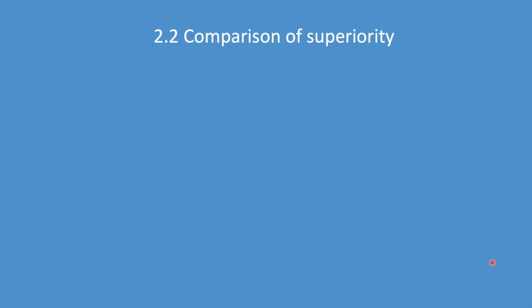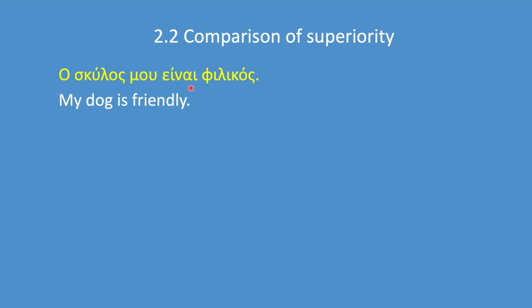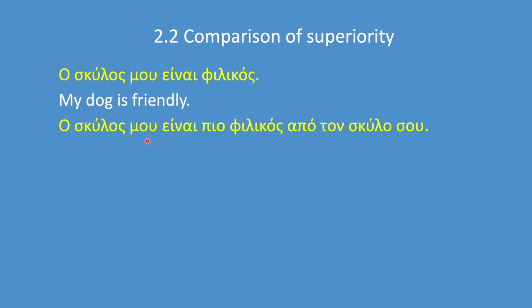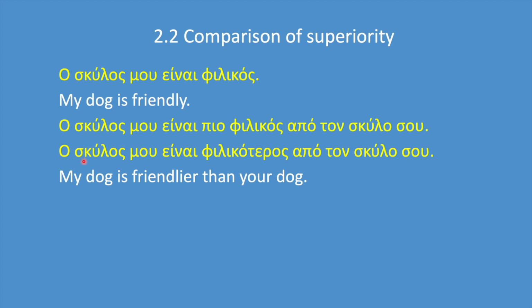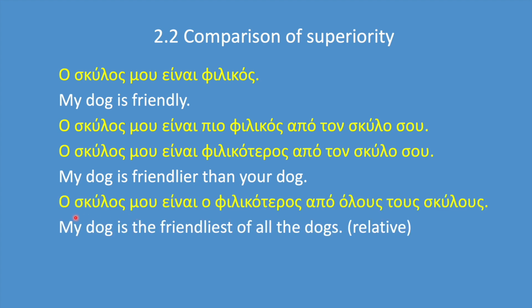Comparison of superiority. Ο σκύλος μου είναι φιλικός. My dog is friendly. Ο σκύλος μου είναι πιο φιλικός από τον σκύλο σου. Or, ο σκύλος μου είναι φιλικότερος από τον σκύλο σου. My dog is friendlier than your dog. Ο σκύλος μου είναι ο φιλικότερος από όλους τους σκύλους. My dog is the friendliest of all the dogs. Here we have a relative superlative.